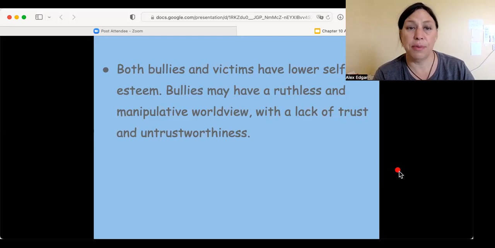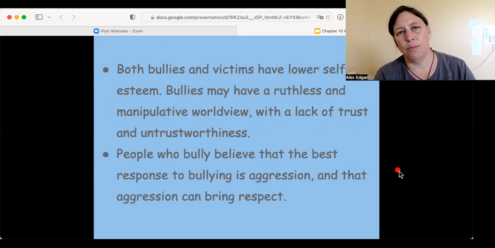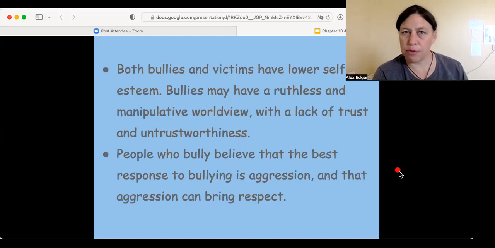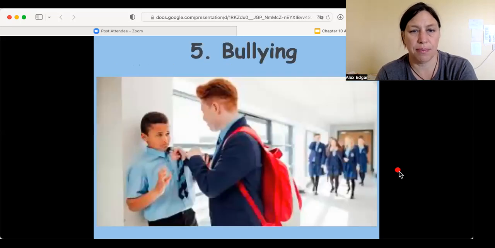Okay, ruthless, manipulative worldview, everyone out for themselves, mistrust, untrustworthiness, the strong win and the ends justify the means, and all of those kinds of combinatorial beliefs. Okay, believing that you need to respond to bullying with aggression and that aggression brings respect.